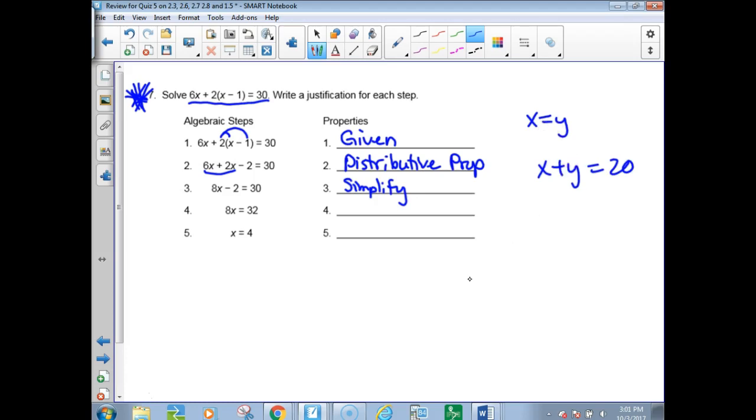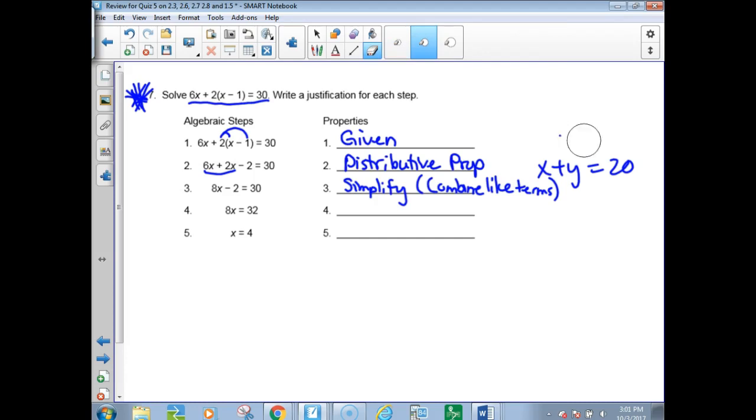Emily? You can write combine like terms there, sure. That would be fine. So that's a good answer as well. All right, so I just find that with substitution, I want you to know that you're actually making a trade when you do a substitution. So we're going to not use that for simplifying.